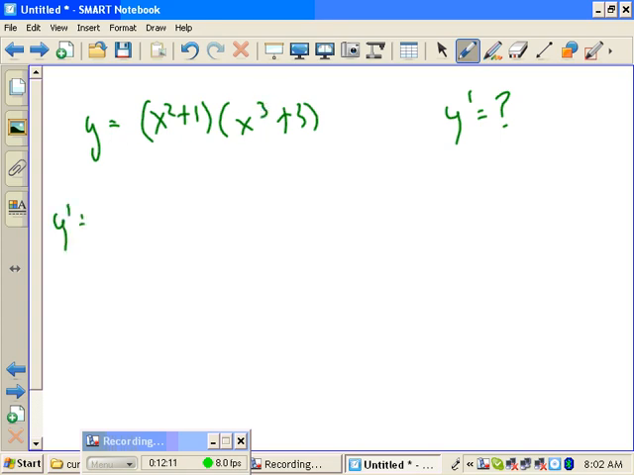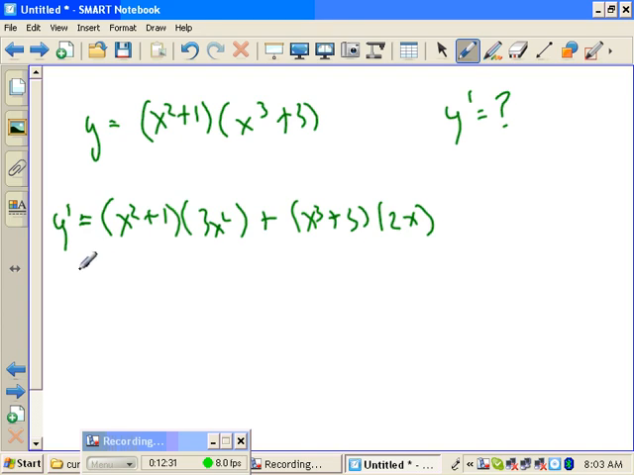It's going to be, how do you do it? Product rule. First times the derivative of the second. What would that be? 3x squared. Then plus the second times the derivative of the first, which is 2x. Okay, let's simplify that. Now, that's an answer. If you wanted to know the slope of the tangent line at x equals 1, boom, plug it in, you're done. That's usable. But let's clean it up a little bit.